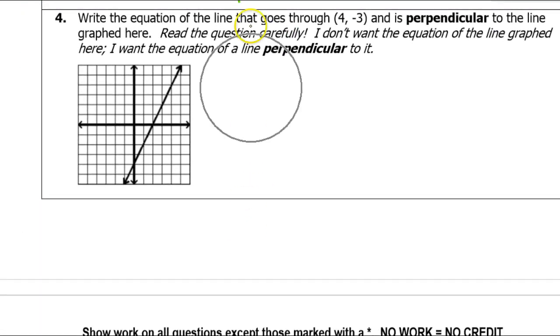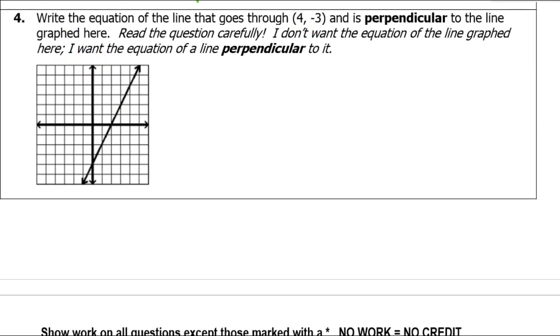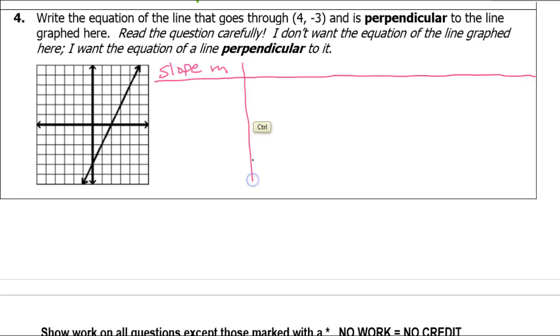All right, now look at problem number 4. Write the equation of a line that goes through 4, negative 3 and is perpendicular to the line that's graphed here. Okay, so I'm going to do what I always do, which is I'm going to make this chart. All right, so I'm going to find the slope, m. And then I'm going to find the y-intercept, b. And then I'm going to write the equation.